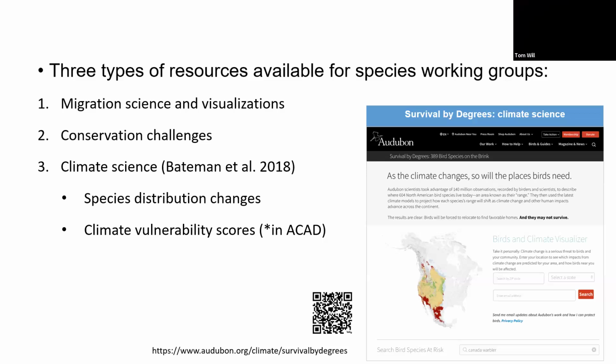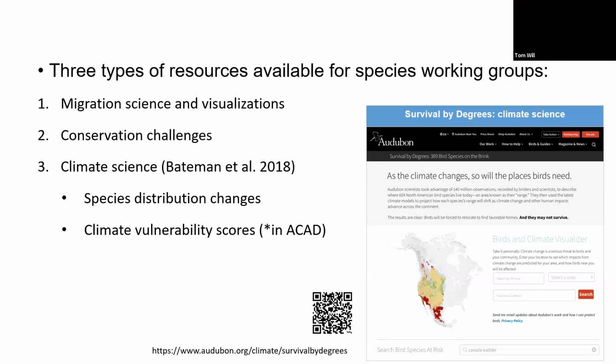There's a QR code to our climate work. Everything is online through our Survival by Degrees platform. That QR code will take you there. What we have are changes in species distributional ranges, places where we will lose or gain species under different climate change scenarios. We also have mapped climate strongholds, areas we know will be good for birds now and into the future. So, thinking about one of those uncertainties, being climate responses, Audubon has a lot of information on that.